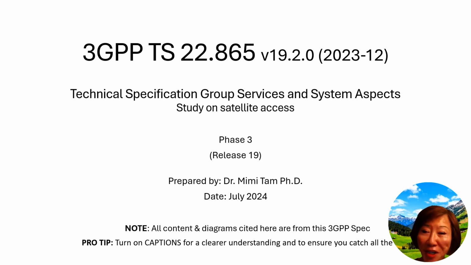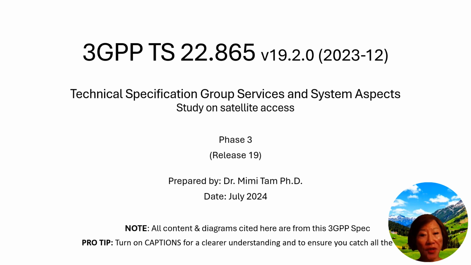Welcome to our presentation on 3GPP Technical Report 22.865, focusing on the study of satellite access Phase 3 for 5G systems. Before we dive into the specifics, let's briefly discuss what Phase 3 specifications typically entail in the 3GPP ecosystem.